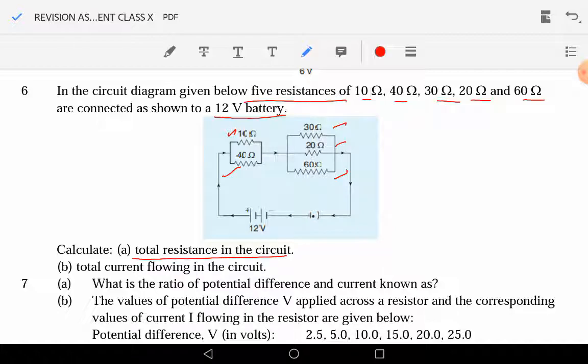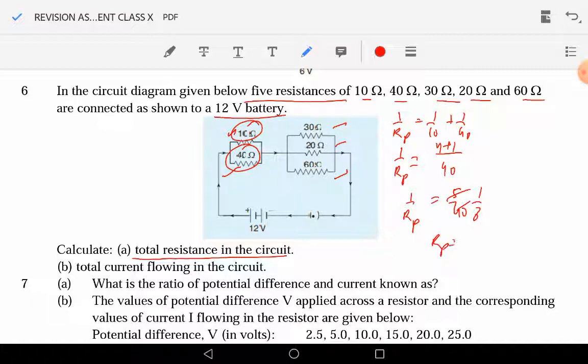So we all can see that 10 and 40 are in parallel. So 1 upon Rp is equal to 1 by 10 plus 1 by 40. 40 will be the LCM, 4 plus 1, 5 by 40. But remember, it will be equal to 1 upon Rp. Now we have to find out the value of Rp. It will come out to be 8 ohm, right? So we have solved this and this. The answer comes out to be 8 ohm. In a similar manner, we will solve 30, 20 and 60.